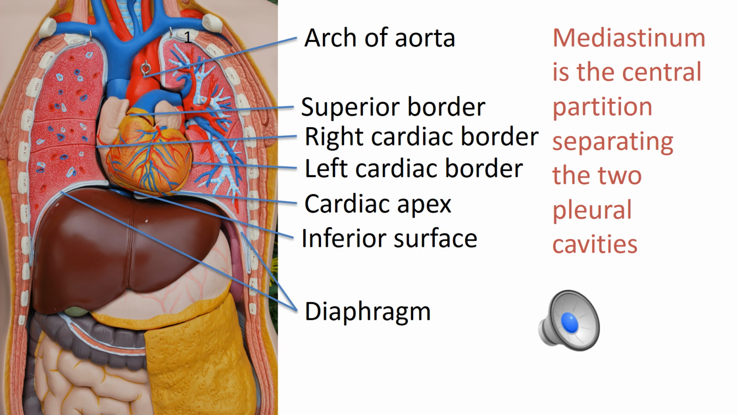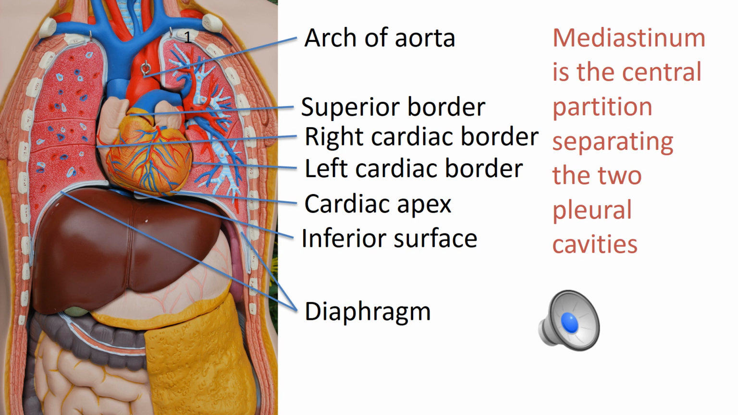The right border is facing the right lung, and the left border is facing the left lung. So they're the sort of anatomical relations of the heart. Now, the heart's about 12 centimetres long and about 9 centimetres at its widest part. And it's located in this cavity called the mediastinum, this central partition separating the two pleural cavities.